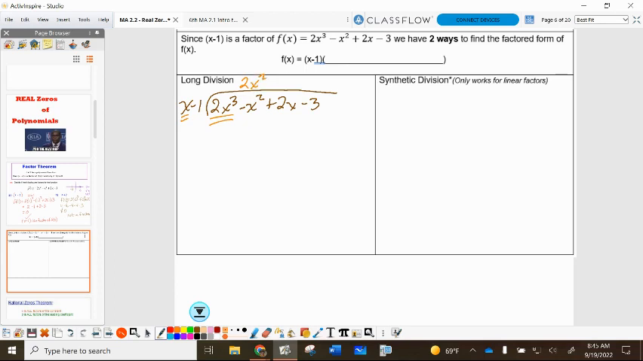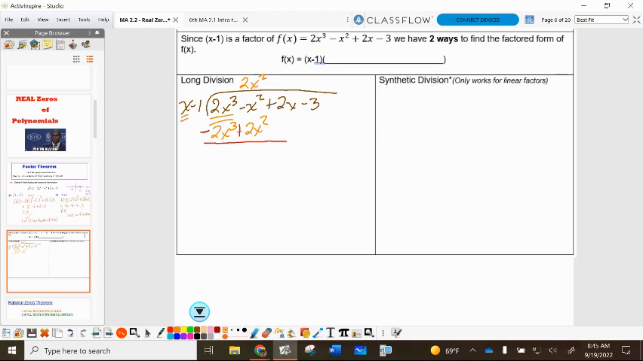Now notice that I wrote that above my x squared term. Okay, now we multiply it by whatever we're dividing by. So 2x squared times x is 2x cubed. 2x squared times negative 1 is negative 2x squared. Okay, and now we subtract that from the line above. Again, this works just like your long division did when you were doing it with numbers. Again, you can try it with numbers first if that makes you more comfortable, but it works exactly the same.